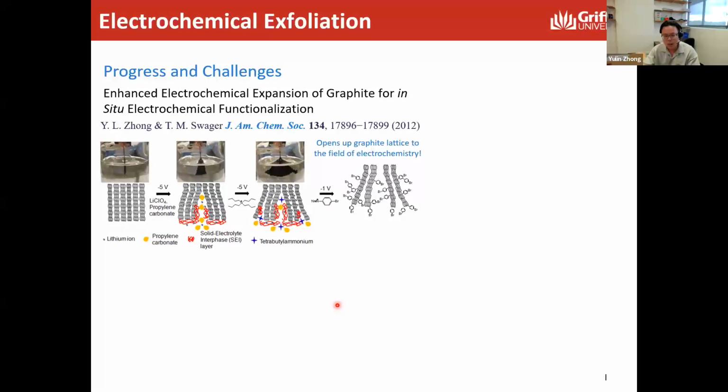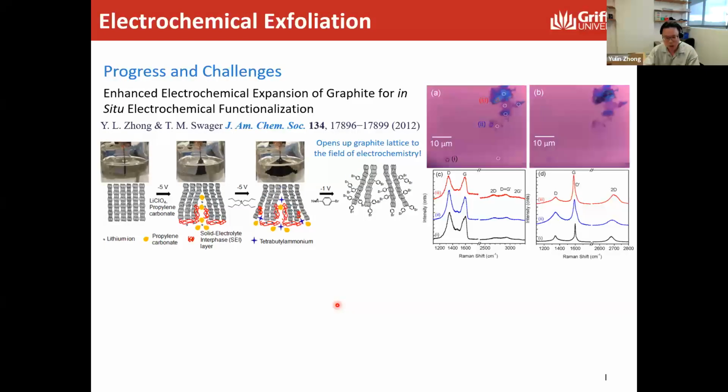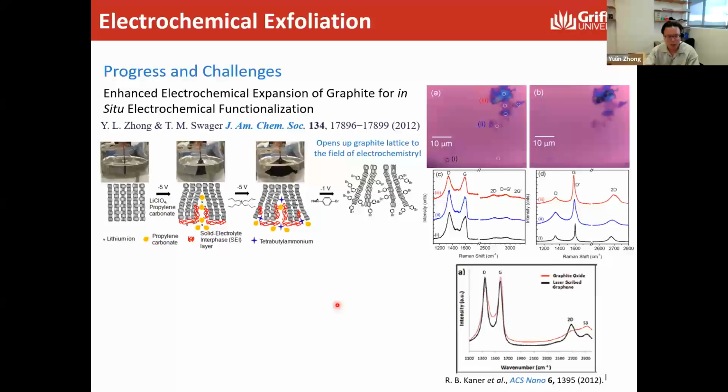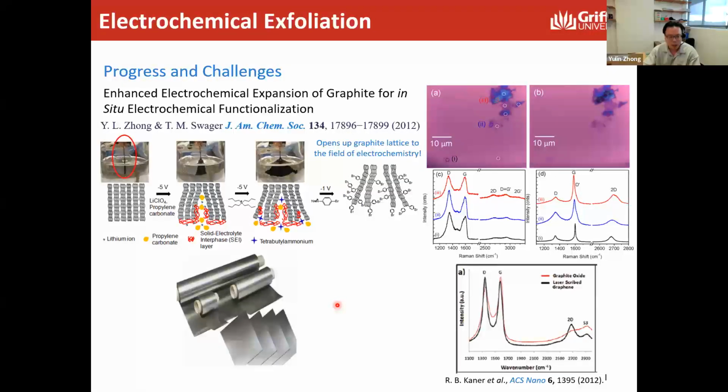So well, this work is 13 years old. But basically just to show you that we have done the graphite expansion, exfoliation, functionalization all before. And just want to point out that in the past, what I did was I employed this graphite material as a starting material, and this graphite material is a graphite foil.